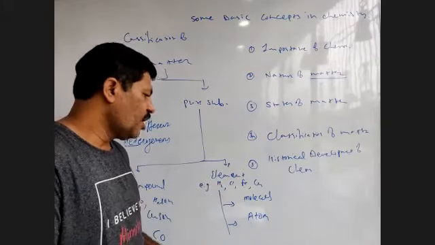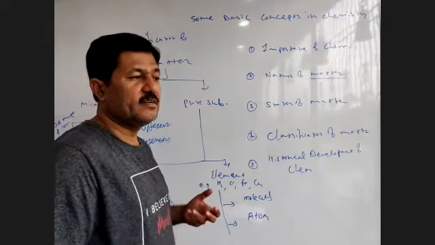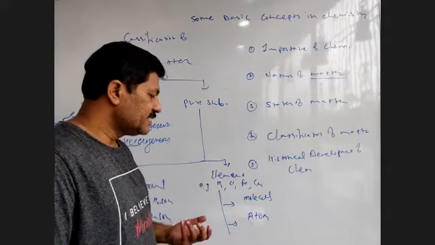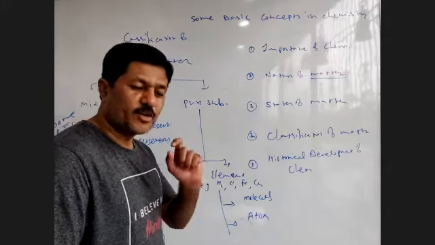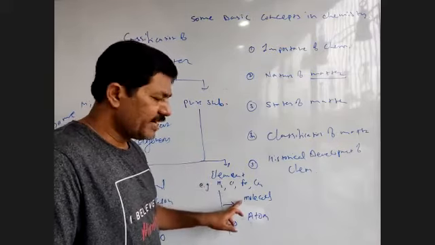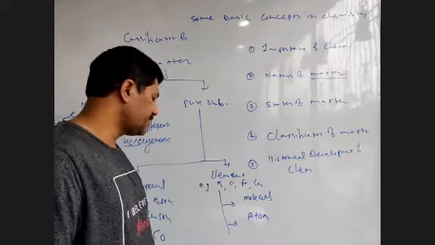H2 is a molecule. Or when we talk about noble gases like helium, neon, argon, krypton, these are the elements which exist as monoatomic. So an element may exist in the form of a molecule or in the form of an atom.